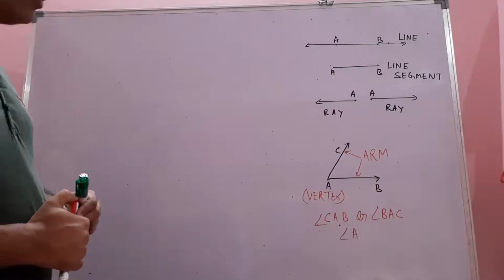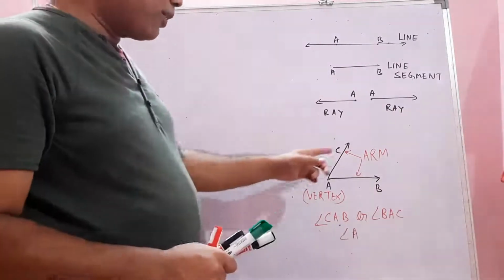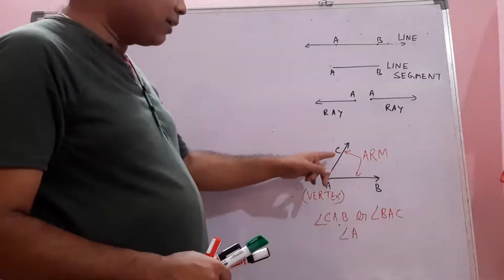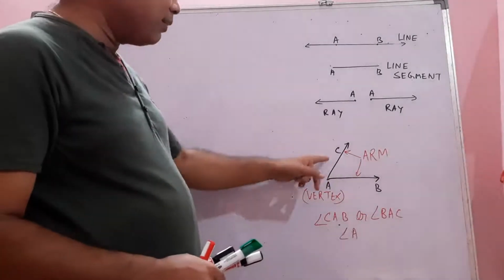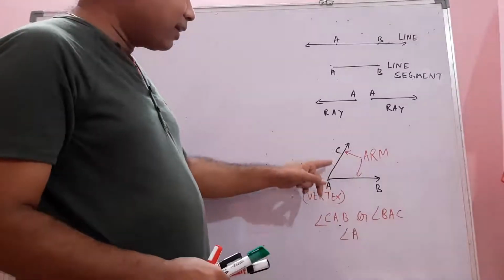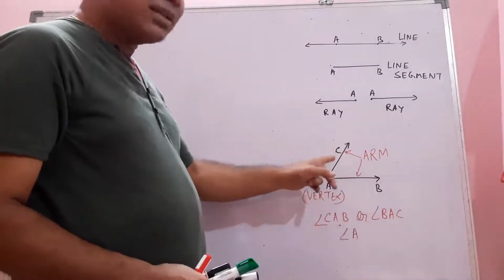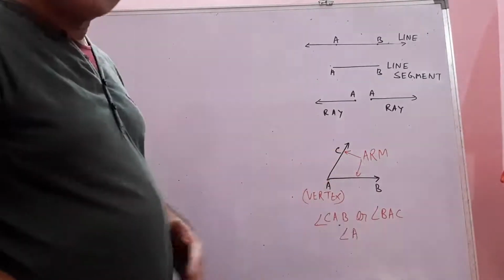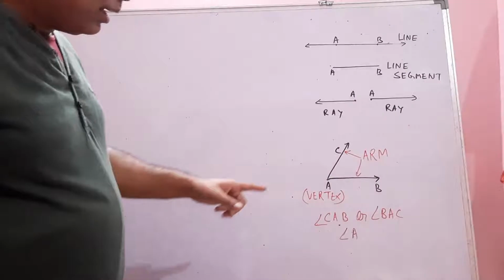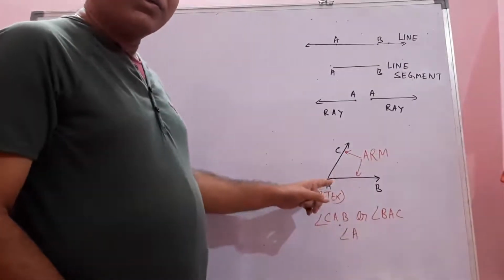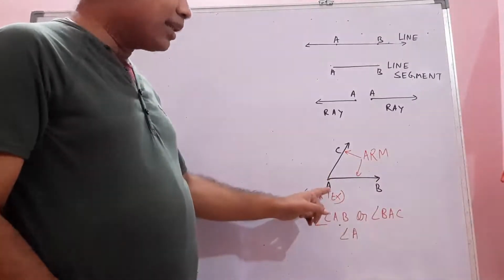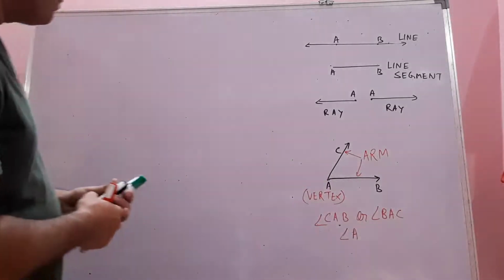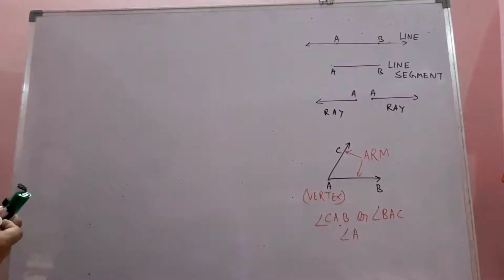Clear? So these are the different parts of an angle: two arms, then the vertex. When you name it, the vertex will always be the middle letter. You can name it as CAB or BAC, but you cannot name it as ACB or ABC like that. If there is only one angle with a single vertex, then you can name it by using the vertex also. Now move on to our next part, which is very common here.